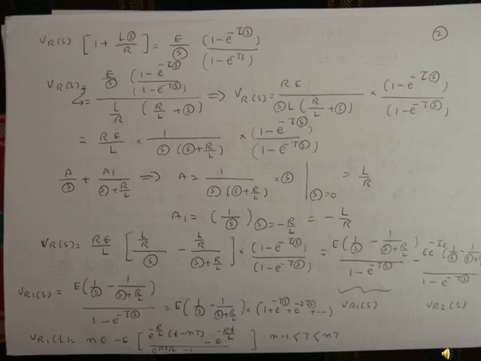So V1(s) is equal to E multiplied by (1/s − 1/(s + R/L)) divided by 1 − e^(−Ts). So that will be E multiplied by (1/s − 1/(s + R/L)) multiplied with (1 + e^(−Ts) + e^(−2Ts) + etc.).